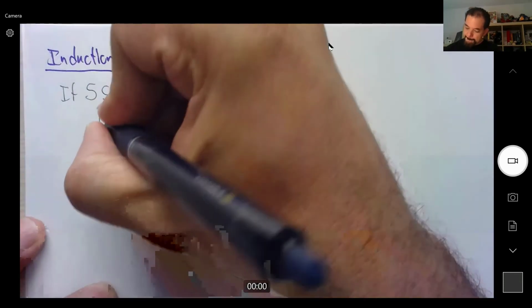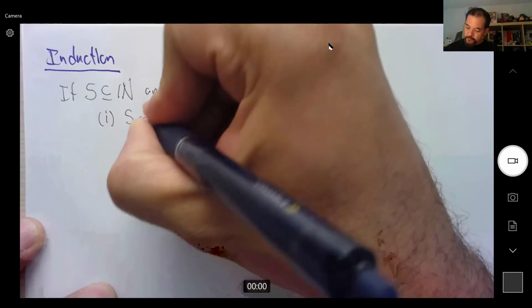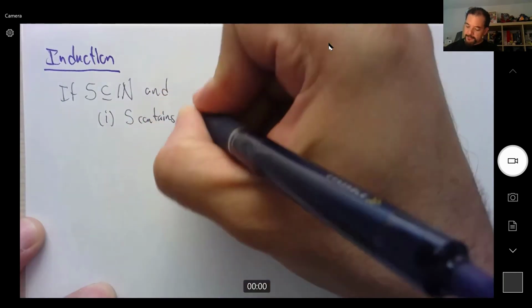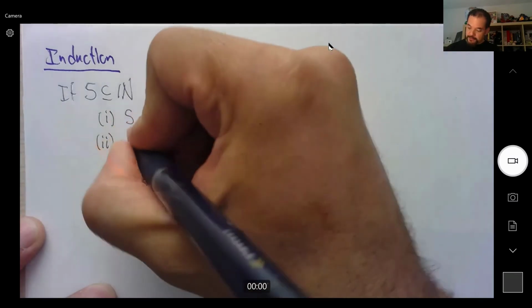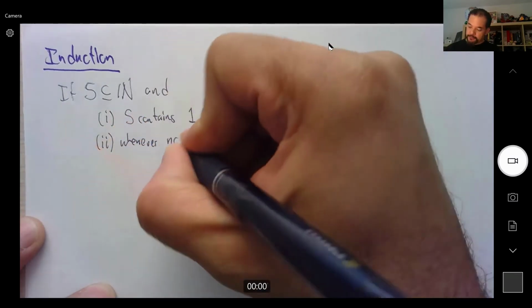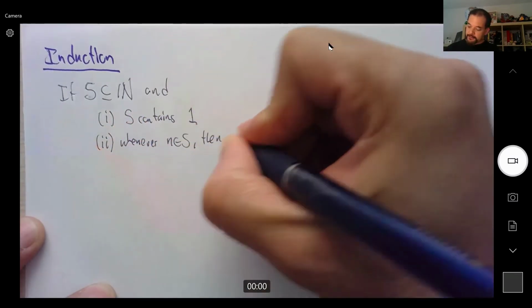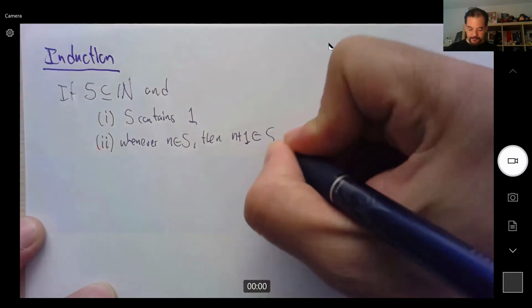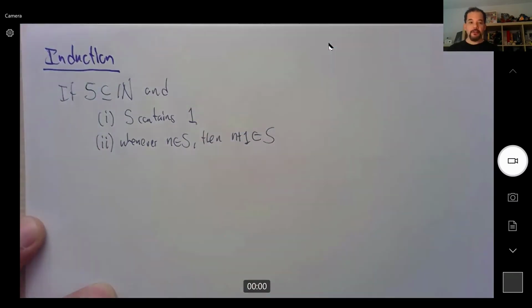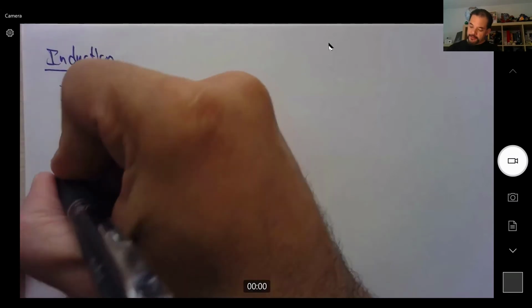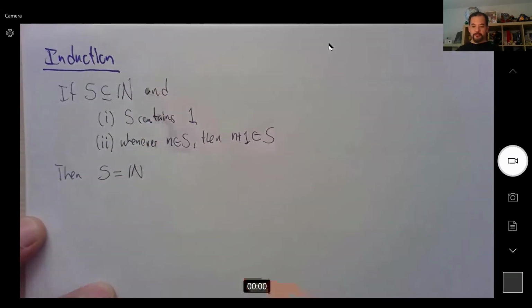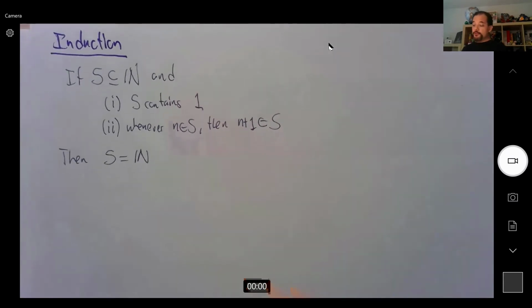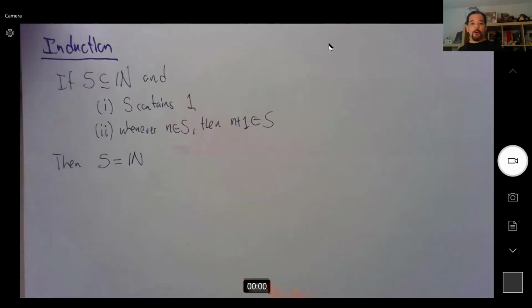One, S contains 1. And 2, whenever n belongs to S, n plus 1 belongs to S. If you have a set that has those two properties, then that set is actually all the natural numbers, right? And this is very useful when you want to prove that a property holds for the set of natural numbers.